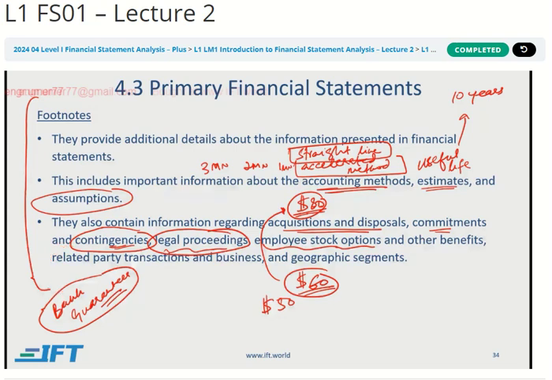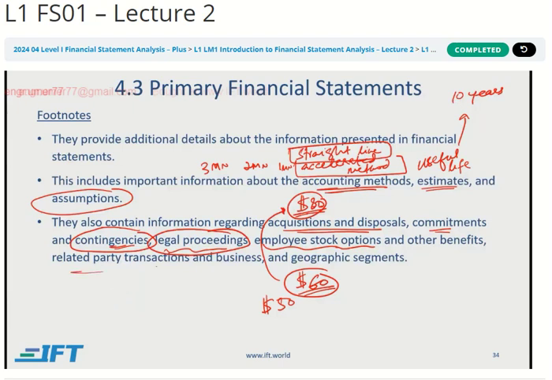If there is any business activity going on between sister companies, related parties to your business, they need to be disclosed as well.